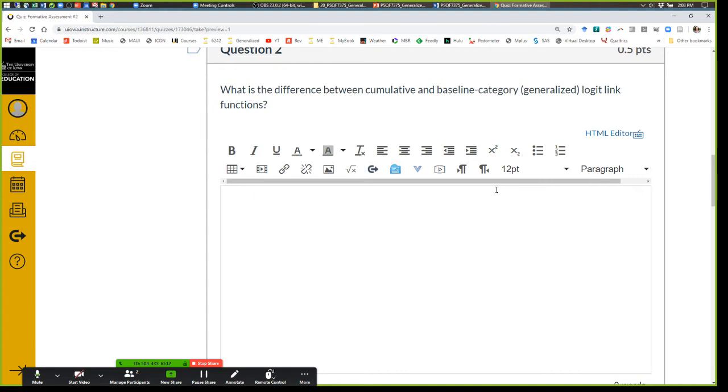So first off, what does cumulative do? Because all of these links for categorical outcomes take your multi-category outcome and divide it into a series of what I call binary submodels or subsets. The difference between the links is how they make that division. So what do cumulative logit links do?